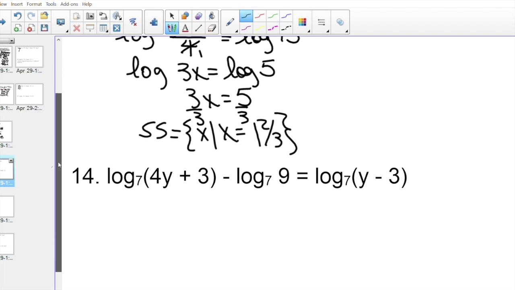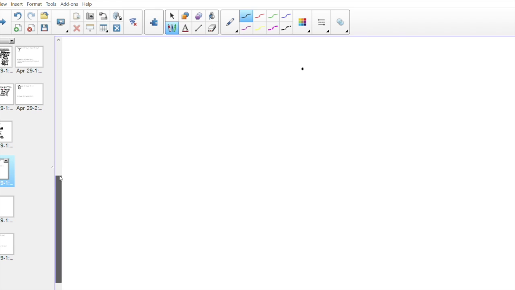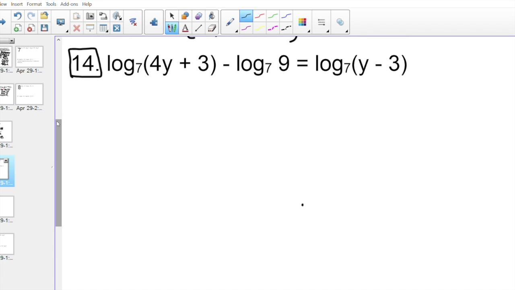Now, let's try number 14. Well, that's the number on the worksheet. So the worksheet I will post for you later, and it'll have all of these problems on it, plus the others which I want you to complete. Now, again, we're subtracting logarithms. So previously, now it has a base 7. Previously, we were dividing these.